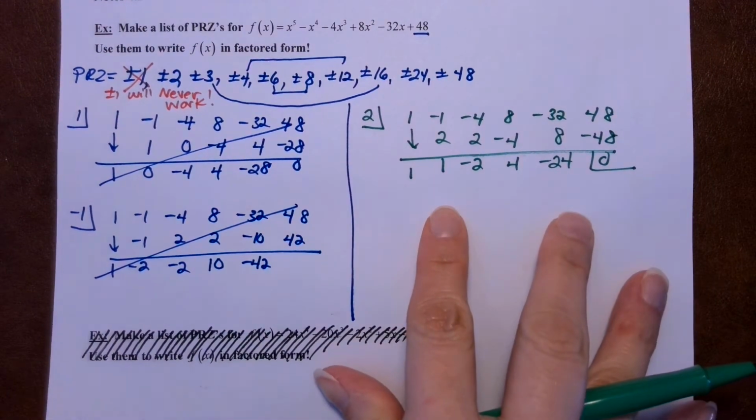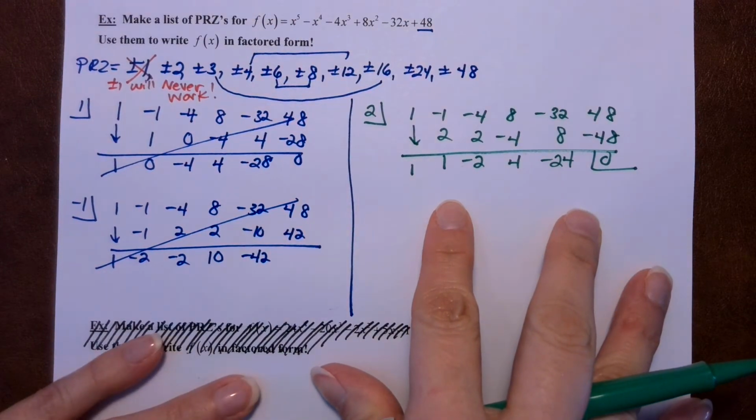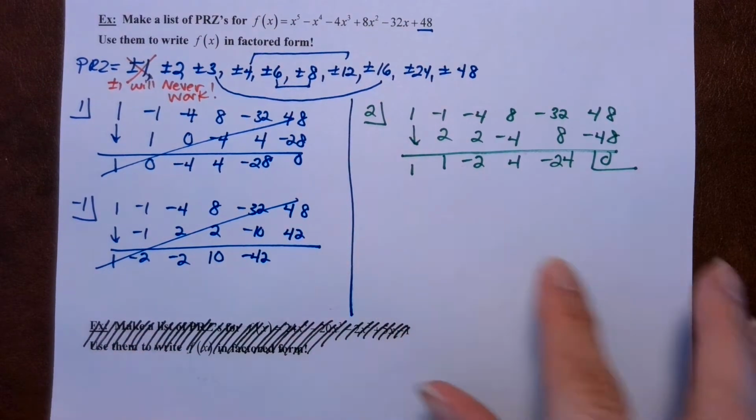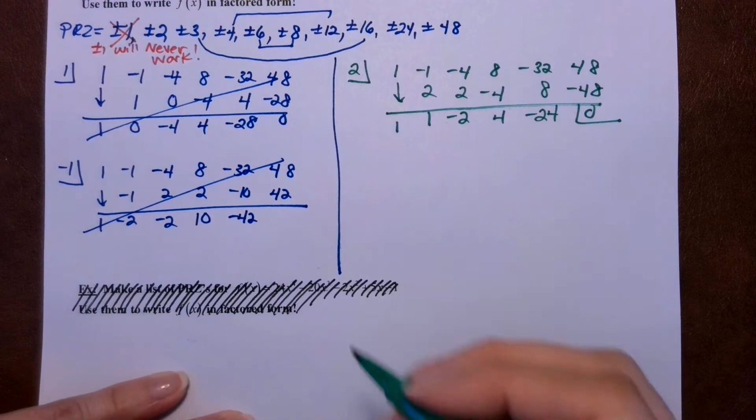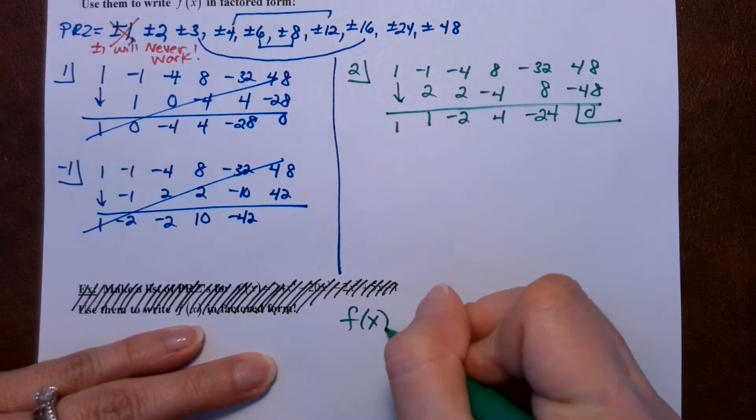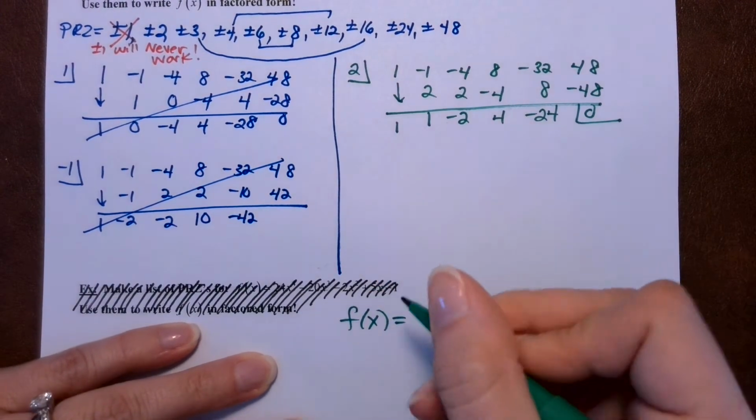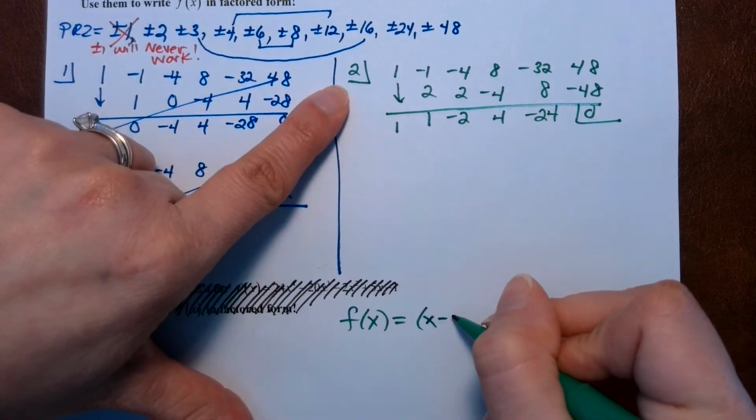Now, what should we do with a number as soon as we find one? As soon as you find one, you should write it in factored form. I'm going to come down here and write my f of x. So the factor that we found is x minus 2.